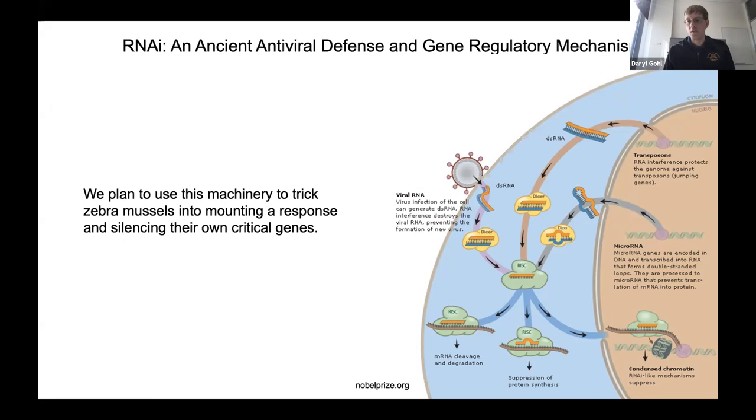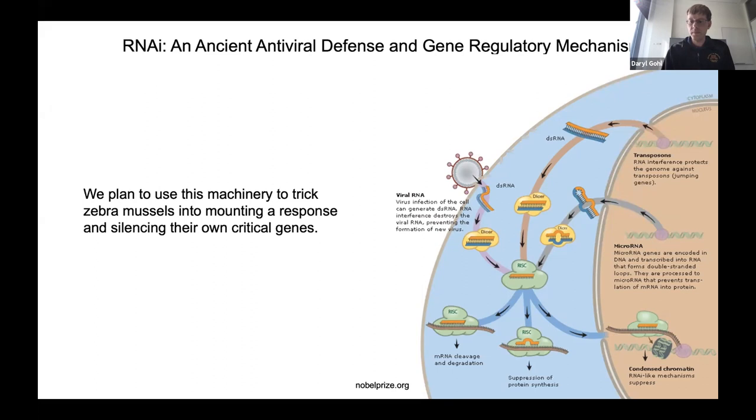And there's a whole machinery inside cells that recognizes double-stranded RNA, dices it up into smaller pieces, and then uses those pieces to search the rest of the cell for RNA that has homology to that sequence, which it then degrades or silences. And so in essence, what we're trying to do in this project is use this RNAi machinery to trick the zebra mussels into mounting a response against and silencing their own genes.